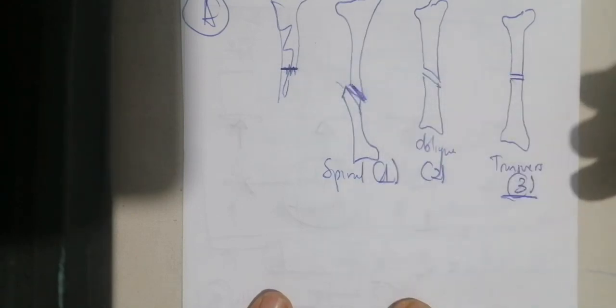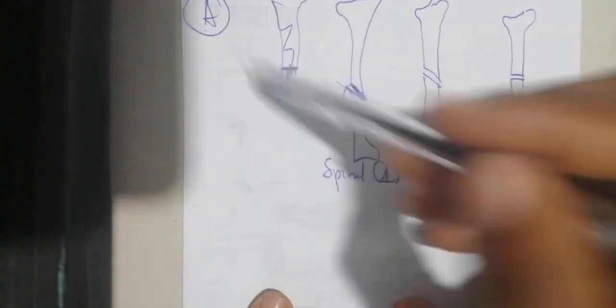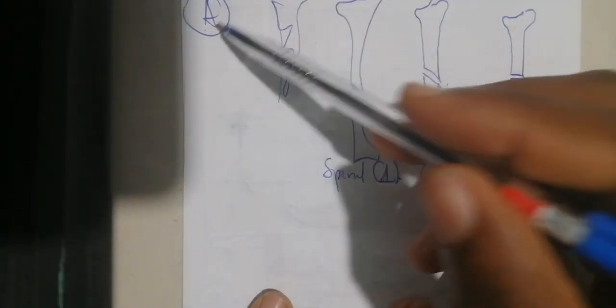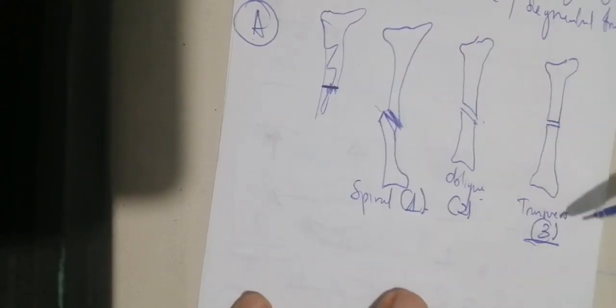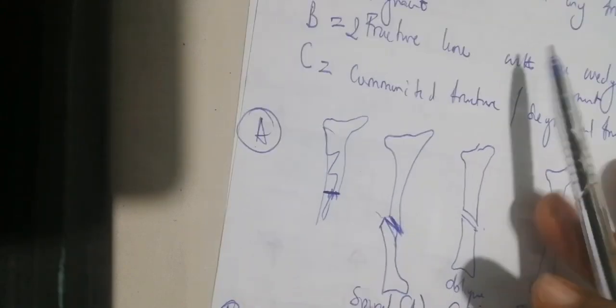So if a patient has a spiral fracture, is it clear? Immediately this patient has a spiral fracture, it is said to be A1. Is it clear? Immediately this patient has an oblique fracture, it's said to be A2. And if a patient has a transverse fracture, it's said to be A3. I hope you're understanding. This A is moving in conjunction with the different numbers that is going to have to be involved. Now B is going to be having 2 fracture lines, as you see here, with a wedge fragment.